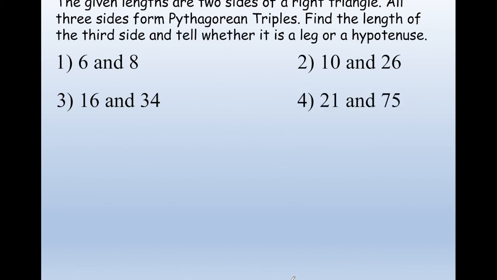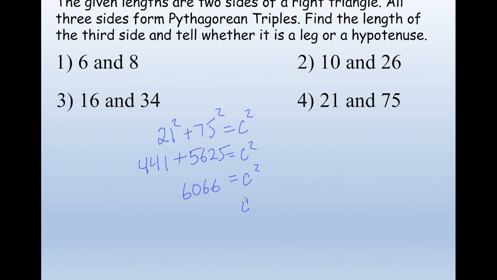Okay, let's try number 4. Same thing. Pause the video and see if you can find the third side. We'll see what happens. Okay, glad you're back. So we're going to do 21 squared plus 75 squared equals c squared. 21 squared is 441. 75 squared is 5625 equals c squared. I'm going to add them together, and I get 6,066. Take the square root of 6066, and the square root is 77.8. A little disappointed. I'm looking for a whole number.